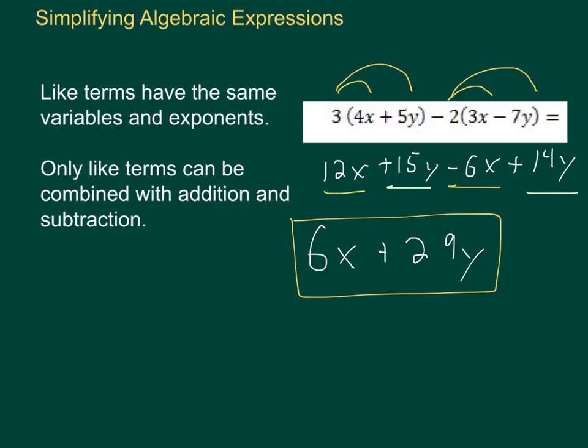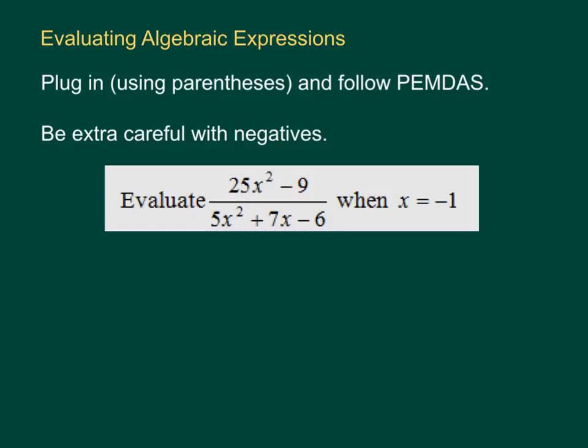All right, one last thing to look at. When you're told to evaluate an algebraic expression, your goal is to get a numerical answer. We're going to do this by plugging in a value for x or y or whatever variable we're using, and then following the order of operations. We have to be extraordinarily careful with negatives here. And my suggestion when we plug in is to plug in with parentheses. So I'm going to rewrite my expression here, but instead of the x, I'm going to write a negative 1. And I'm going to write it in parentheses because that's very helpful for me.